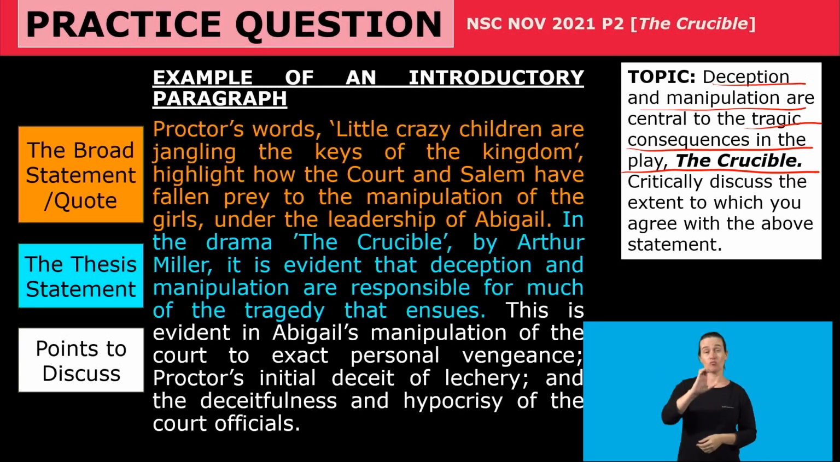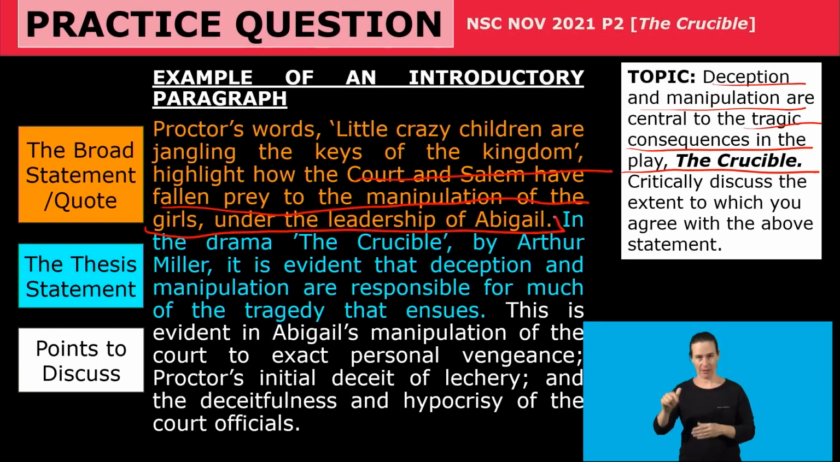Proctor's words, "Little crazy children are jangling the keys of the kingdom," highlight how the court and Salem have fallen prey to the manipulation of the girls under the leadership of Abigail. Now, please just quickly look closely that here we have one sentence that incorporates both the quotation and the contextualization of that quote. Then we have our thesis statement.